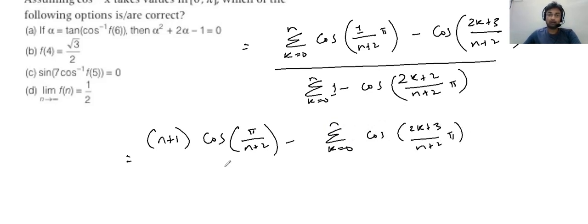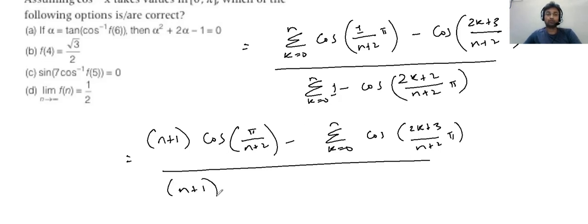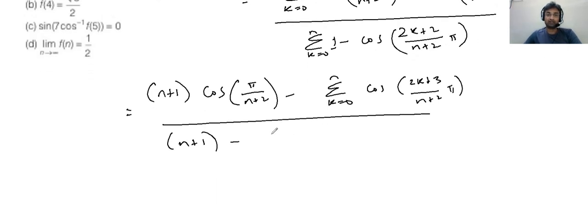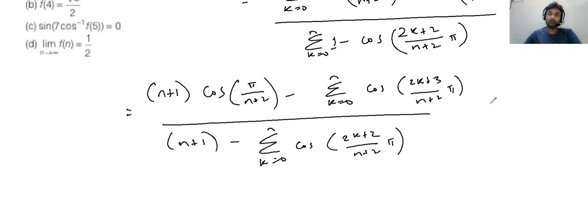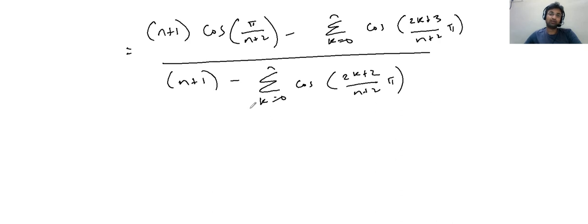Now divided by, what do we have? Summation of k is equal to 0 to n of 1. As you can see, how many times are we adding 1? We are adding it n plus 1 times, so let me write n plus 1 over here, minus again, what do we have? We will need some work. I'm going to write it like this for now: summation k is equal to 0 to n of cosine of 2k plus 2 divided by n plus 2 pi. Now we have simplified till here.